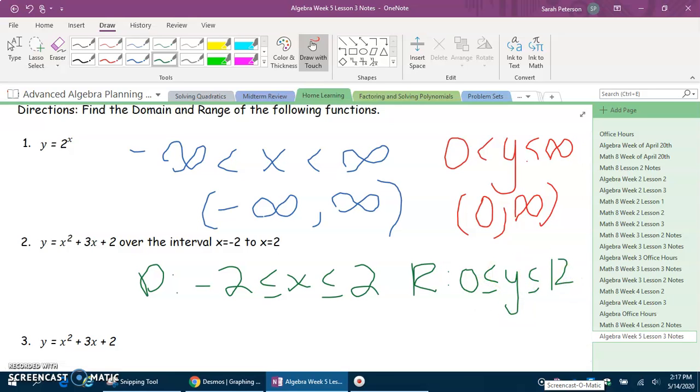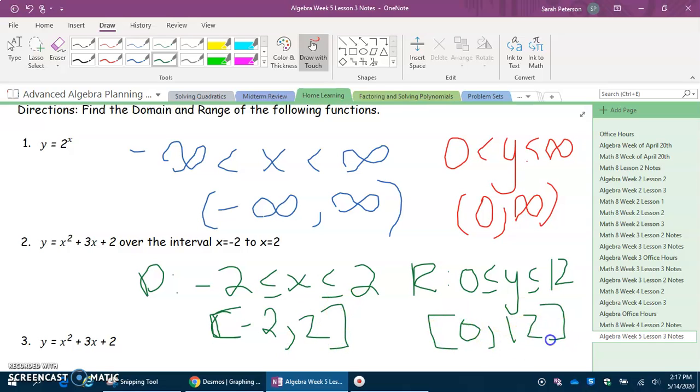Okay, so that's kind of domain and range. You can write it as, and this would be equal to, so I'm going to use hard brackets, -2 to 2, and then 0 to 12. So I could write it either way.